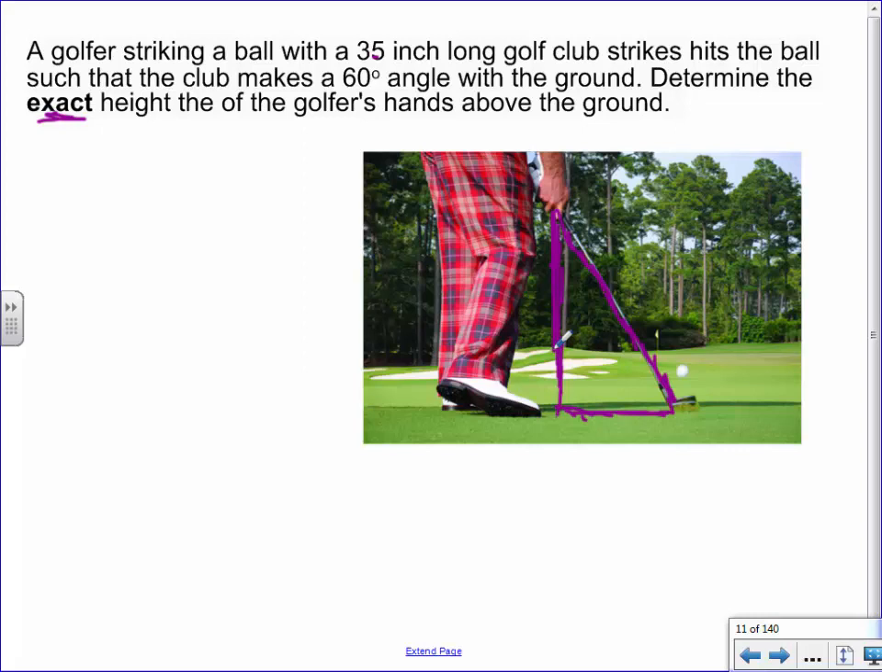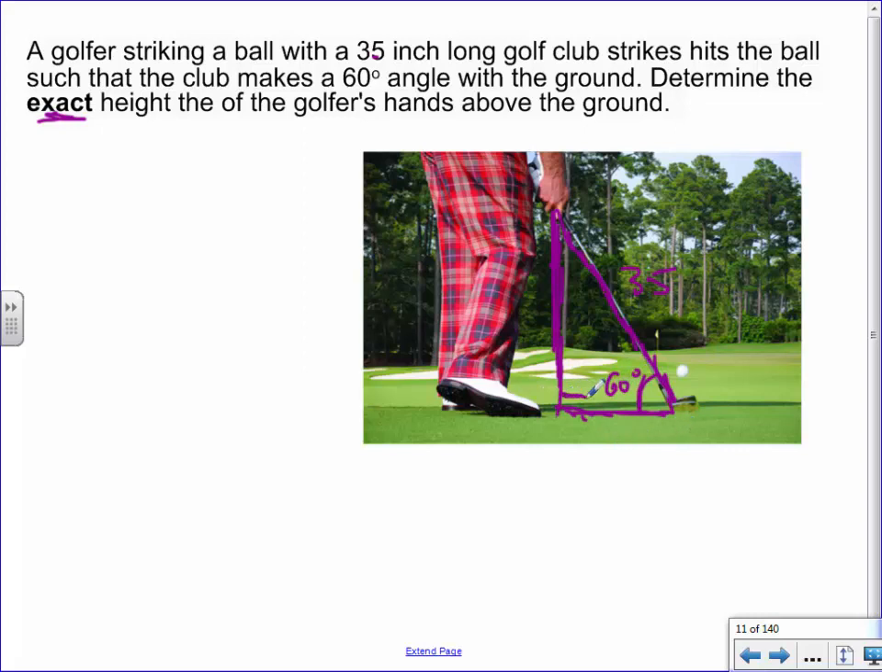Okay, so if you guys can visualize this triangle, I'm going to put in some values here. It says that his golf club is 35 inches, so that means that this side right here is 35 inches. Can you guys see that color well enough, by the way? Is purple sufficient for visualizing? It says that the club makes a 60-degree angle with the ground. So right here, this is 60 degrees.